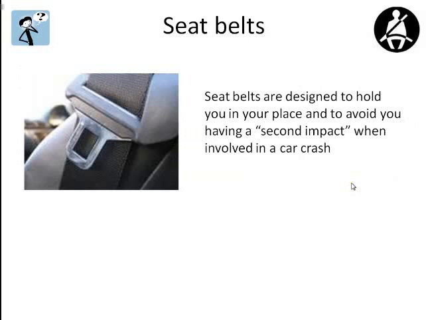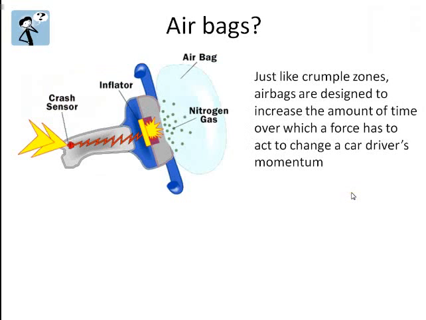Seat belts hold you in place, obviously, but what they actually do is stretch a little bit, and where they connect to the car body, it peels away. You might have seen this in previous lessons. So again, a seat belt stops you over a longer period, so it reduces the force on you. And it also avoids you having a second impact, and a second impact is if you hit the dashboard.